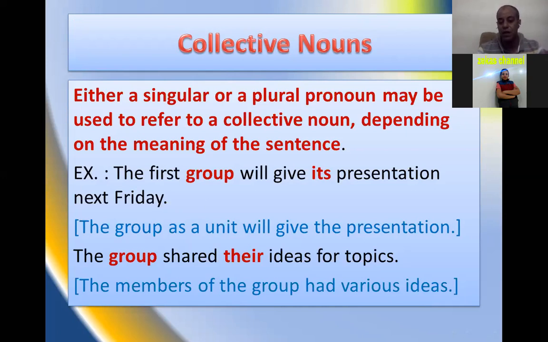"The group shared their ideas for topics." So "their ideas" refers to plural, because the group here means the members of the group. They have already done something separately as separate members. So we use the group as a plural antecedent, and there it refers to the plural personal pronoun, it refers to the plural collective noun group.